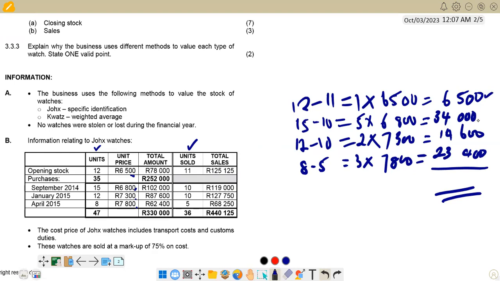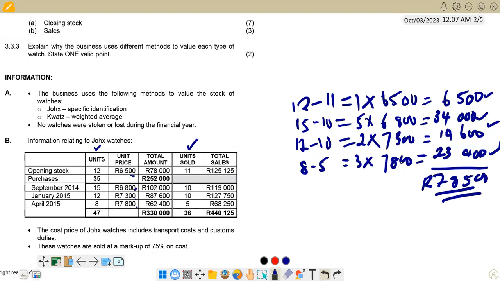We've got this one plus this one plus this one plus this one. If you do that correctly, you are supposed to get 78,500. So this is the value of the stock that we have in the closing stock. So enough on that one.